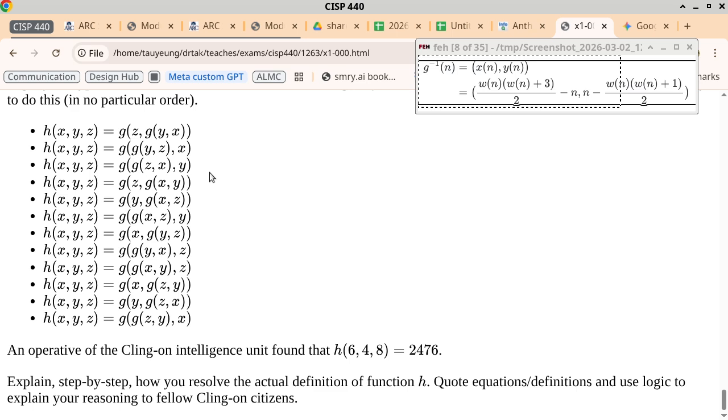But I think it is important to understand how this works, right? Given that we have the definition of G, we have the definition of G inverse, and given that H has to be one of these 12 possibilities, and given that this is known, some spy actually got this transmission, and they know H of 68648 is exactly 2476. How do we reverse the whole thing?